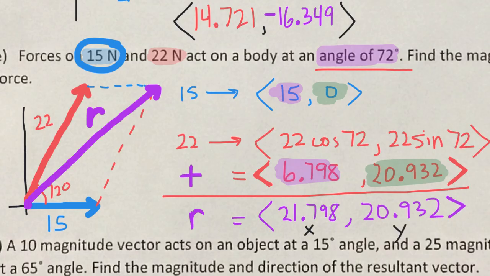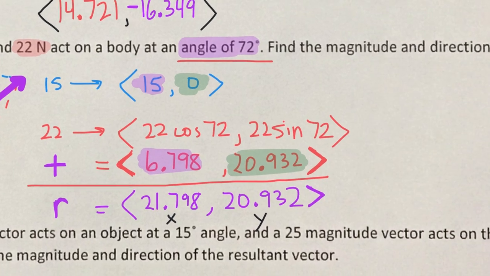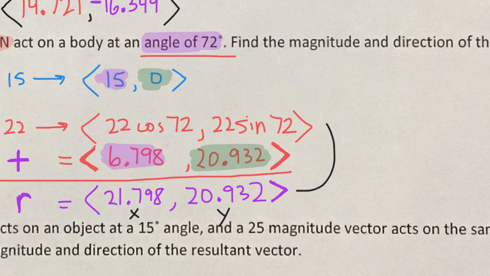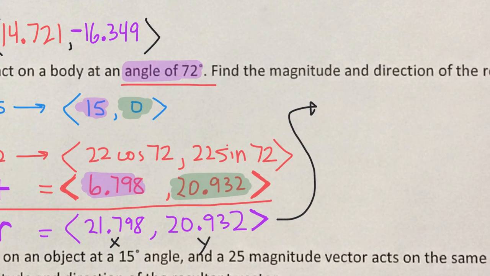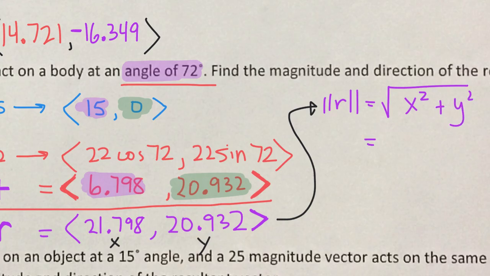So just like we did with letters A and B up above, now that I have my component form, I can use the Pythagorean theorem in order to figure out what the magnitude is. So the magnitude of R is the square root of the x coordinate, which is 21.798 squared, plus my y component of 20.932 squared. So there's your answer, and our units are in newtons, so 30.221 newtons.